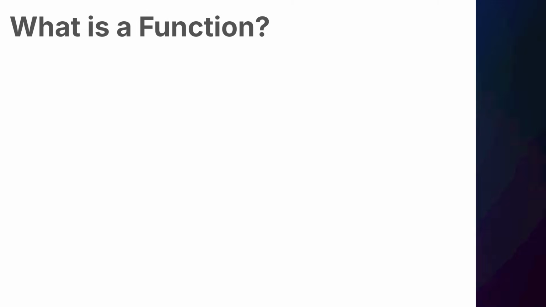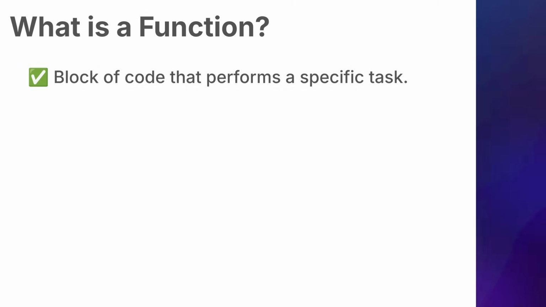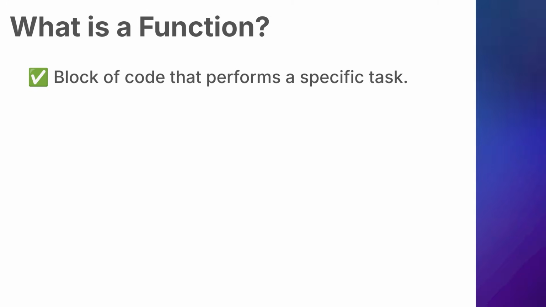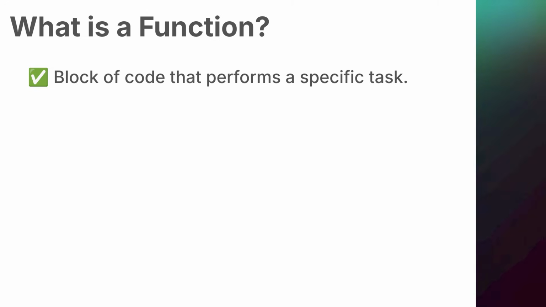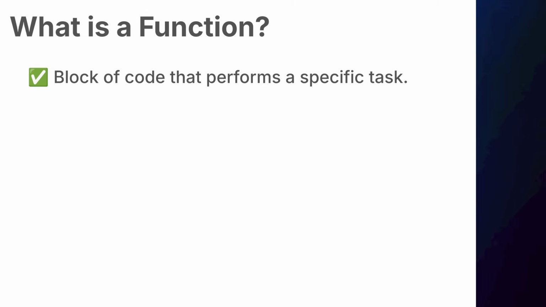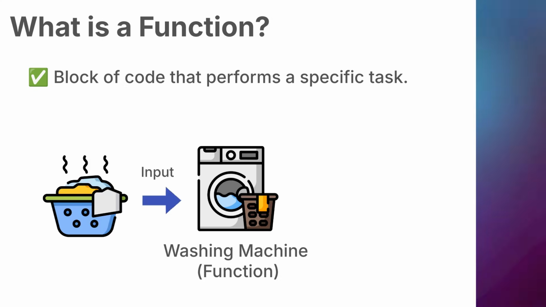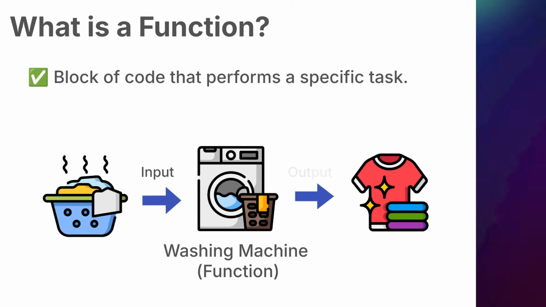What is a function? A function is a block of code that performs a specific task. Instead of writing the same code again and again, you define a function once and reuse it whenever needed. You can think of it like a machine. You give it some input, it does something, and sometimes gives you back a result. For example, a washing machine is like a function. You put in dirty clothes, press start, run the function, and get clean clothes. A function in Python works the same way. You run it and it does the job for you.